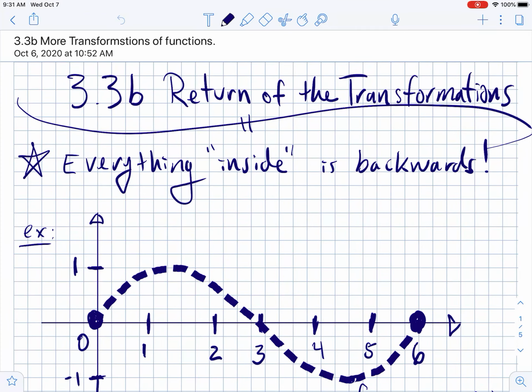All right, IB SL1, welcome back to another exciting part of 3.3. That's right, we're still doing transformations, but we have not finished them. Last class we mainly talked about transformations with parabolas, with quadratics. Now we're going to talk about transformations in general, because transformations work the same for any type of function.